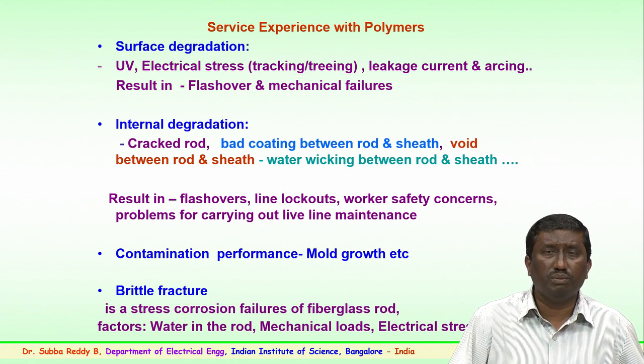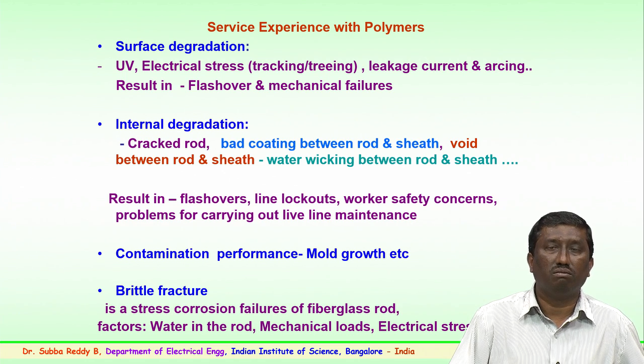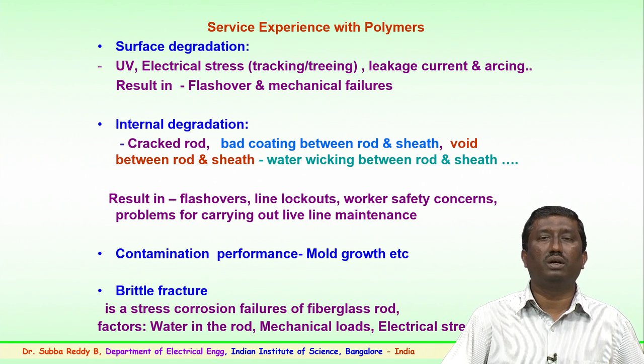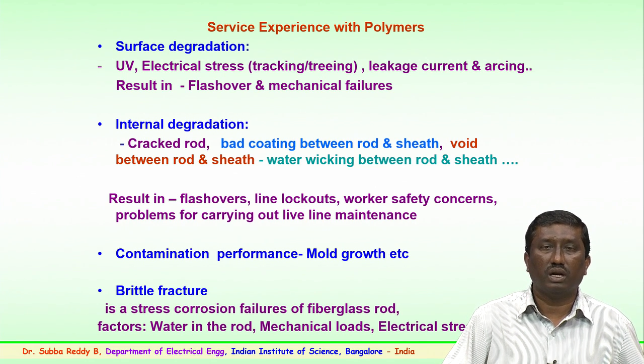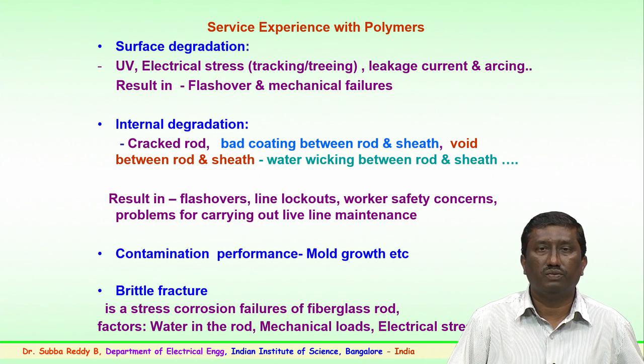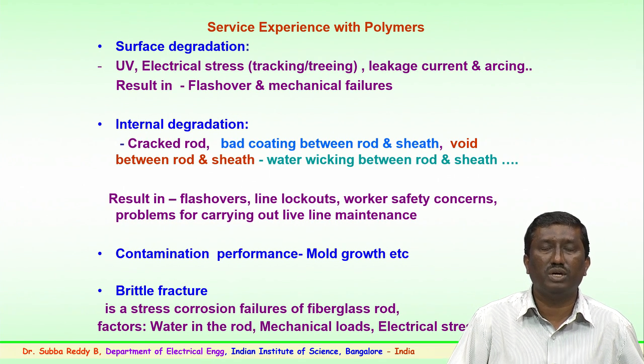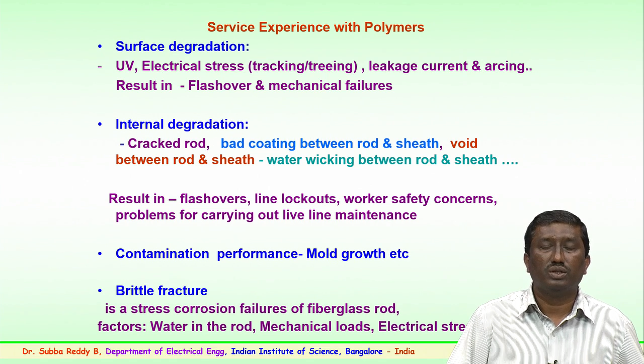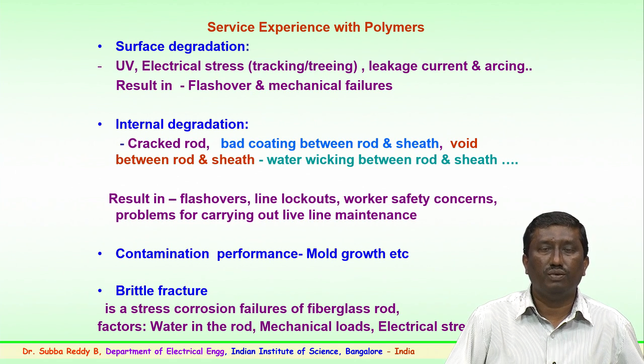So, the service experience the utilities have, in comparison with earlier ones, particularly surface degradation, internal degradation, and so on. This service experience is from the initial technology which was adopted as a first generation or a second generation. Now, the third generation, much improved insulators are available. So, earlier there were issues, there were some problems. Some, or most, of the problems are being overcome and a few of them do exist.